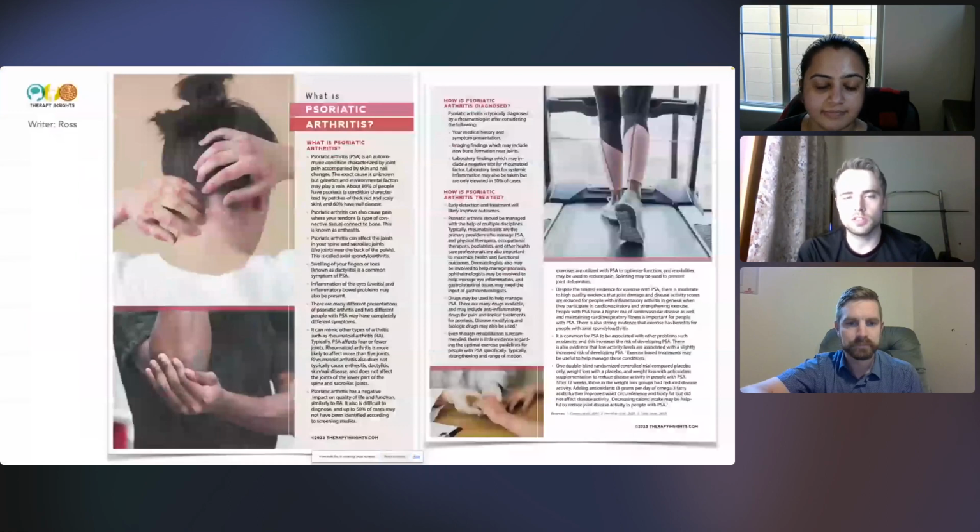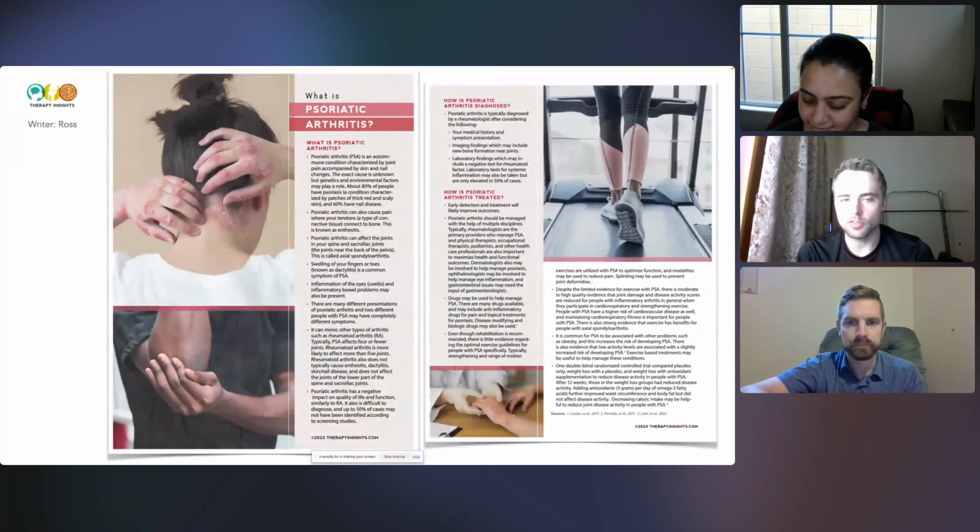So this piece is designed as a handout that can be given to people with psoriatic arthritis if they've been diagnosed by the rheumatologist and they're in PT or OT. You can give them this to just kind of explain what it is and what to expect. And it's written with the client in mind, but you also can get a lot of good information from it as a clinician as well.